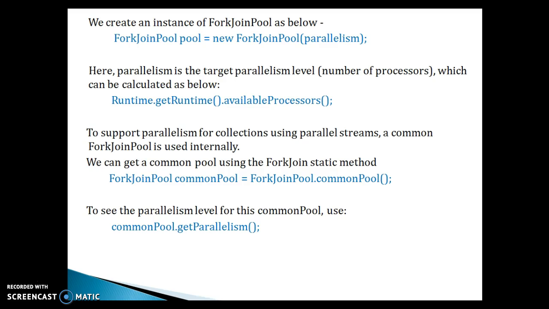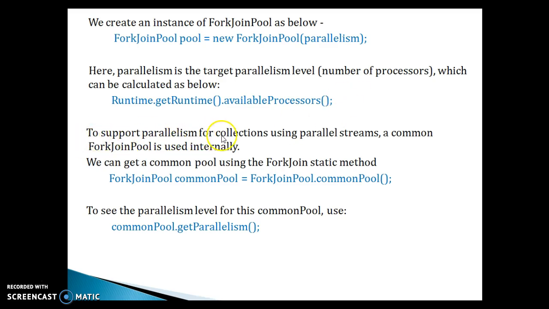Now we can create an instance of fork join pool by calling its constructor, and this constructor accepts an integer argument, which is nothing but the parallelism. Here parallelism is the target parallelism level, or you can say the number of processors, which can be calculated as in the code snippet below. You have a Runtime class, and Runtime has a factory method called getRuntime, which returns the instance of Runtime. After that you can call the method availableProcessors. This will give you the currently available processors in your computer.